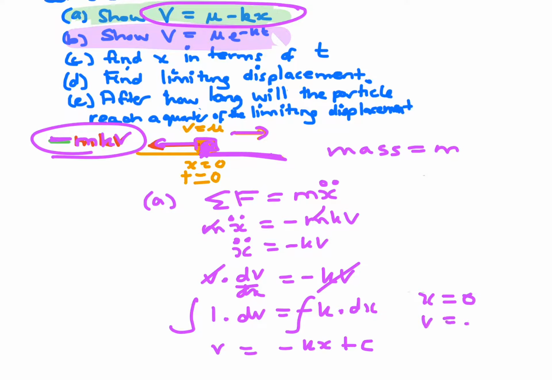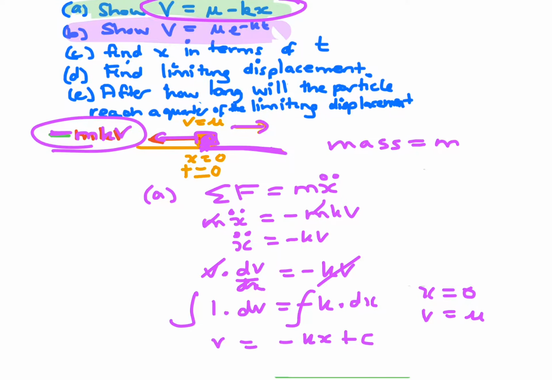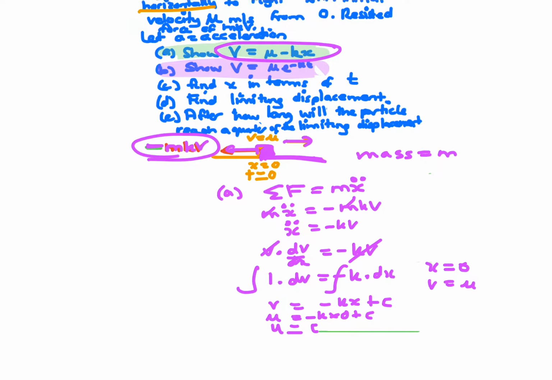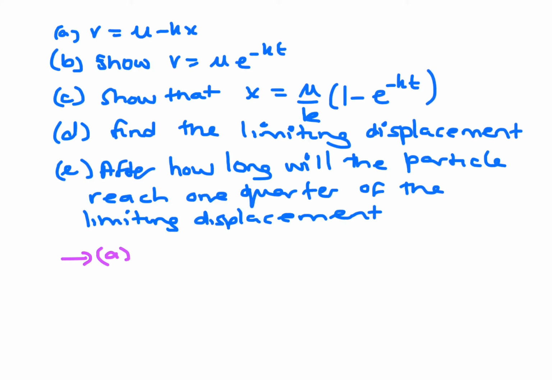So x equals 0, v equals u. So that means u equals minus k times 0 plus c. So therefore c will equal u, the initial velocity. So what that means now, v equals minus kx plus c, so it'll just be plus u. So it's u minus kx.